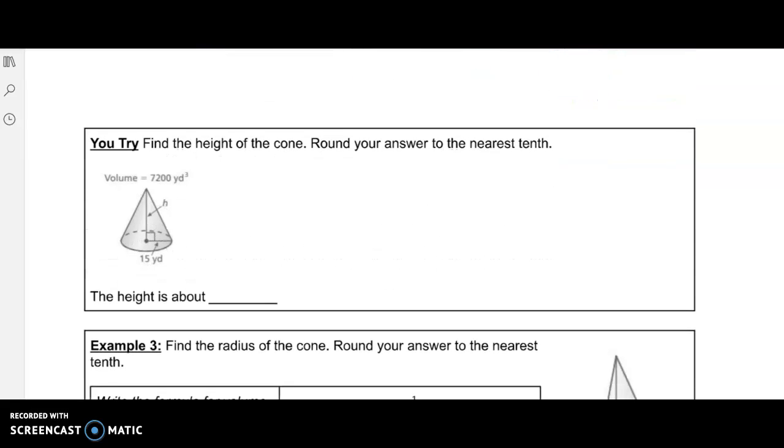So now again, I want you to try on your own. Press pause while you do that, and then when you're ready, press play to check your answer with mine.